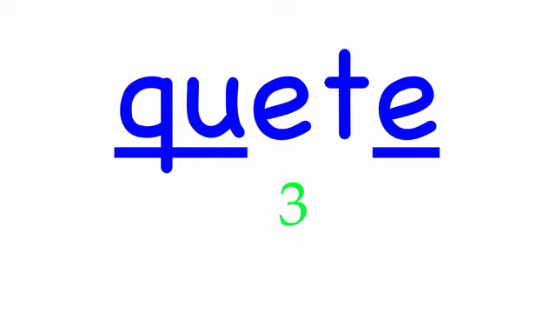Queet. We underline the E at the end of the word to indicate it's silent. We put a 3 under the first E in the word to indicate it's going to represent its long sound because of the silent E, which serves as a signal that the first vowel will say its name. We underline QU. QU is a consonant team representing the sounds K and W combined. Queet.